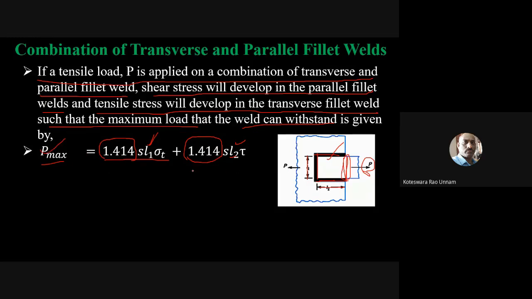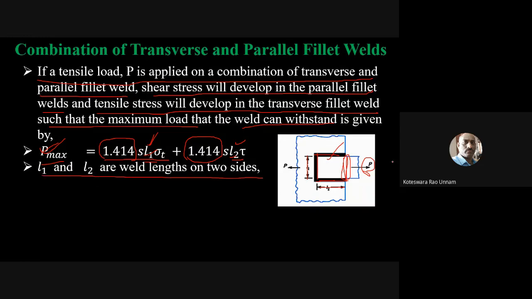Based on that I can estimate, or else they will give you the allowable load, or the load the joint is subjected to, and ask us to calculate any one of these parameters, L1 or L2 or maybe S. Like that they may ask a question, where L1 and L2 are the weld lengths on two sides, as shown in the figure.